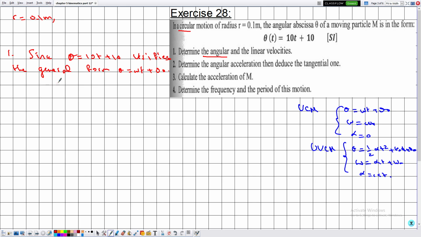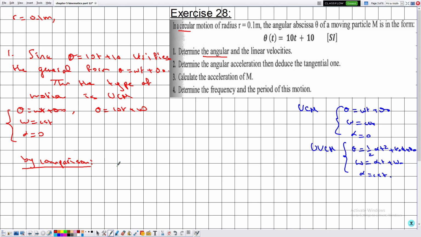So in this case, theta is equal to omega t plus theta 0, omega is a constant in which alpha is equal to 0, and the given form is theta equal to 10t plus 10. So by comparison, we can say that omega is equal to 10 radians per second because everything is expressed in SI.